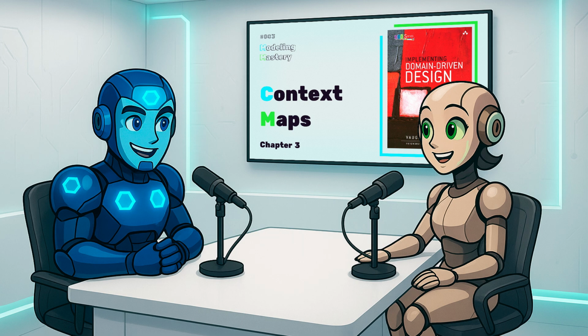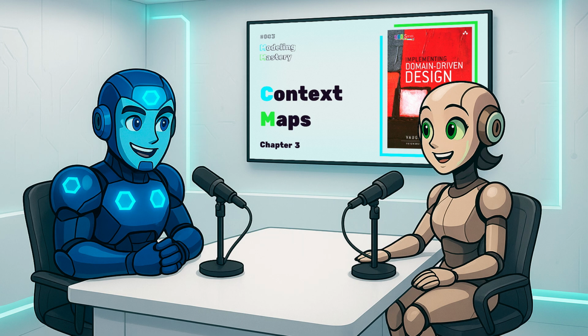Sounds great. Thanks, Hex. Over the last few episodes, we've explored the theory behind context maps, why we need them, and the different relationship patterns we can use to describe how our systems interact. That's right. We've covered everything from collaborative patterns like Customer-Supplier to defensive ones like the anti-corruption layer. Now, let's put it all into practice and analyze the final context map for the SaaSOvation project, as shown in the book. An excellent idea.